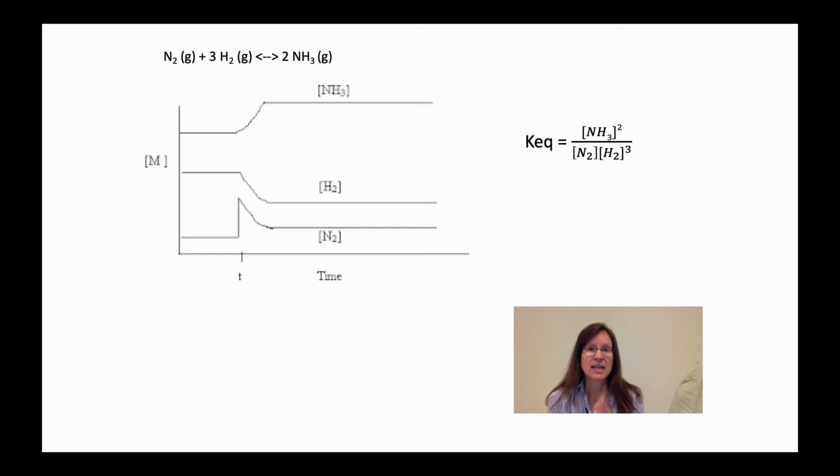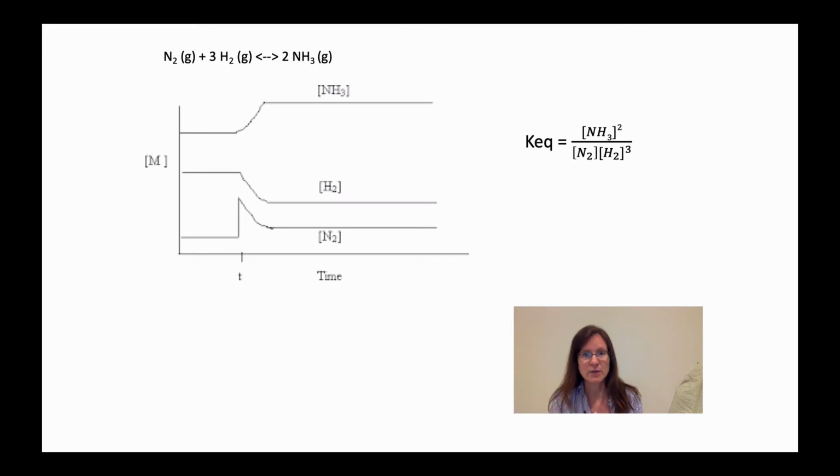Now at time t, something happens. If we look at the graph, we can see that at time t, the concentration of N2 spikes up. What we would call that is a stress. So we have stressed equilibrium by increasing the concentration of N2.